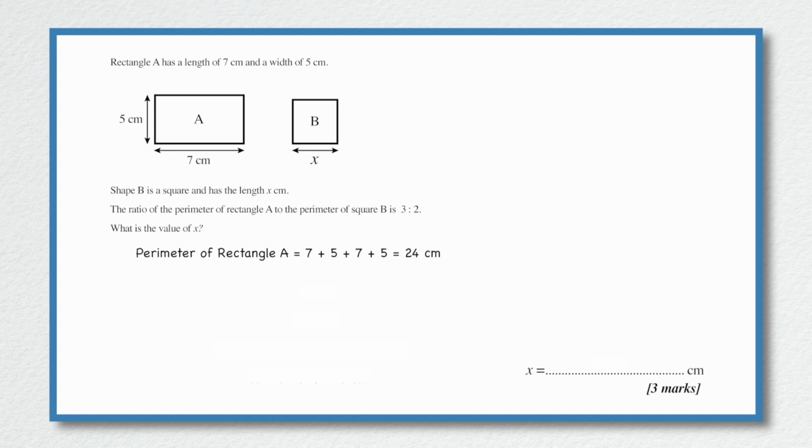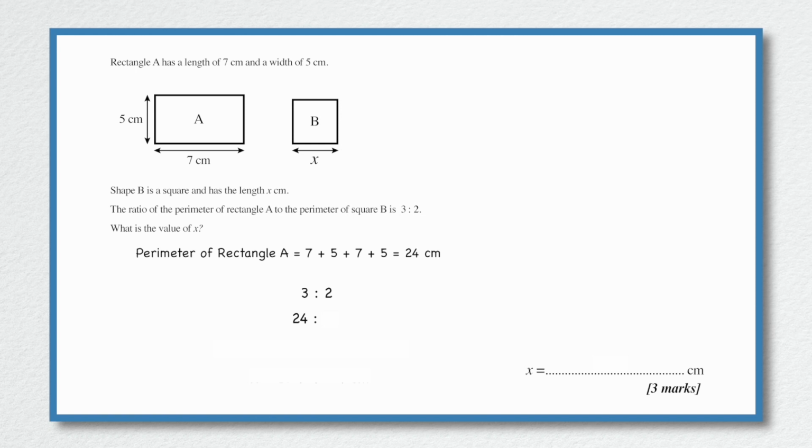We now have to work out the perimeter of shape B that satisfies the ratio 3 to 2. This is how I would do it. So let's write down the ratio of 3 to 2, and I'm going to write our new ratio underneath. The left-hand side of the ratio relates to perimeter A, and this is going to be 24. So our new ratio is going to be 24 to something.